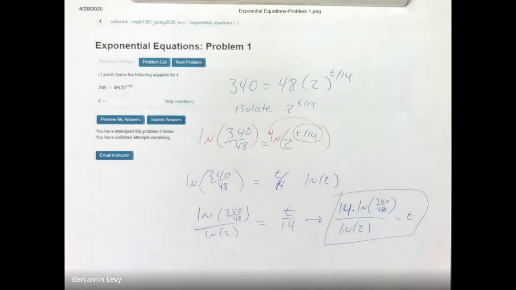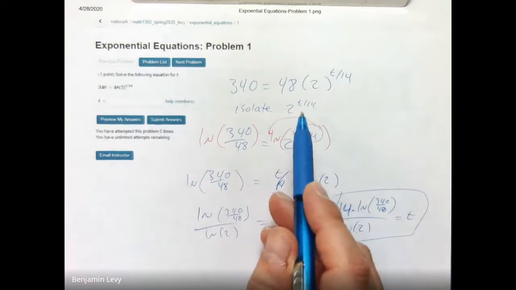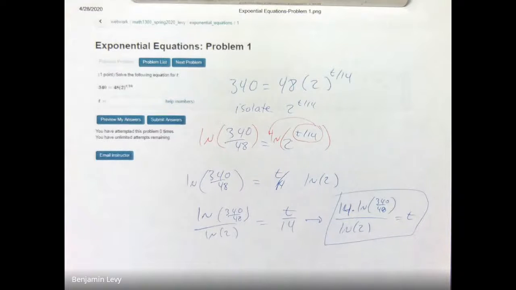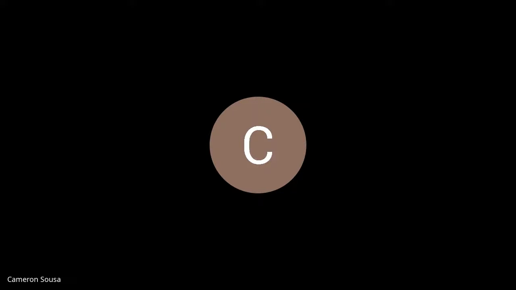So that's the general idea behind those, right? You isolate the exponential, you bring down the power using natural log, and then you get the variable by itself. That's the general approach to all these.